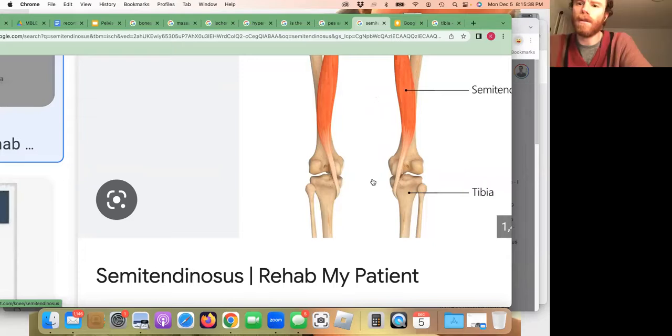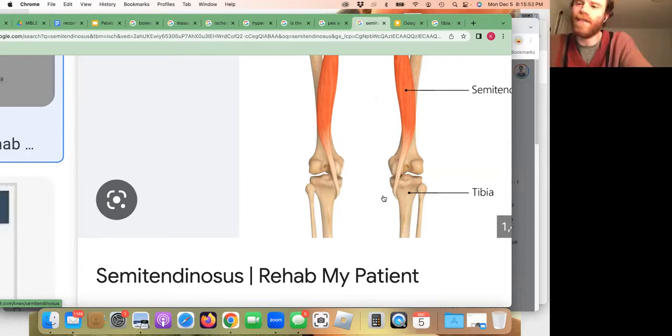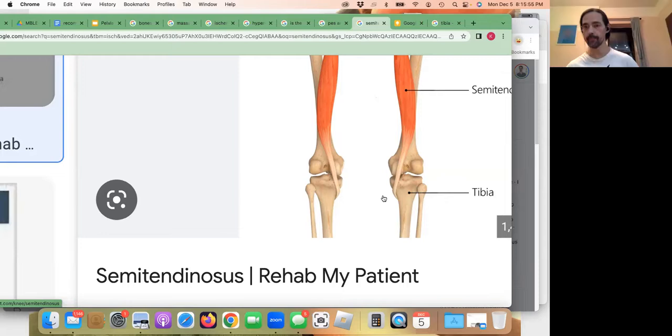Tendinosus. That's right. And how do you know it's the tendinosus? Because it starts with T and it wraps around. That's right. T is the more posterior of the two muscle bellies, and their tendons switch places. Yeah, very good.